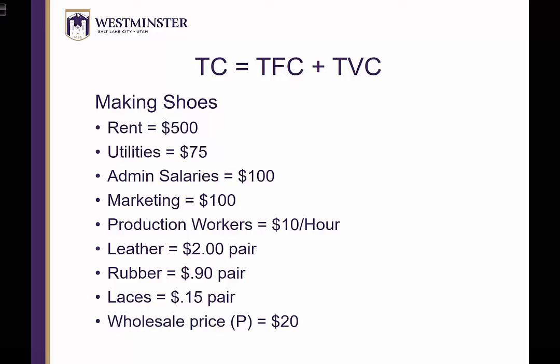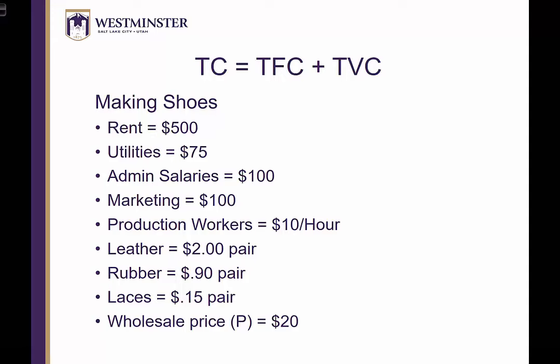So I'm going to say that total cost is equal to total fixed cost plus total variable cost. And I'm indicating here that our rent is $500 per period, I'll say month. Utilities are $75. Administrative salaries, these would be the people in the offices, management, etc., $100. Marketing, which is also going to be a fixed cost in this case at $100. Remember, we're paying for marketing. We're hoping that it will help us sell shoes, in which case we need to produce the shoes, but we don't know that it will, so that's a fixed cost. Once we've paid it, it becomes a sunk cost, if you will.